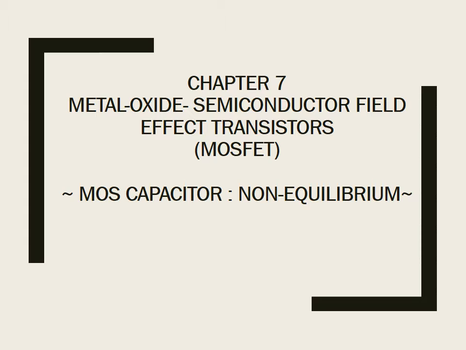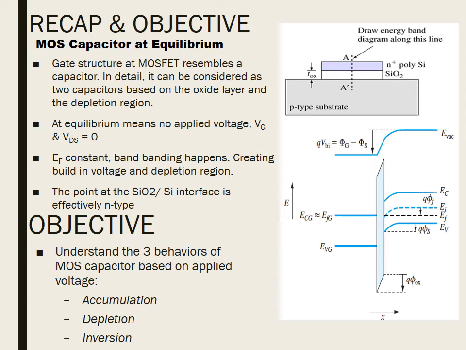Hi and Assalamualaikum everyone. Now we are going to continue to discuss the non-equilibrium part of MOS capacitor. This is under chapter 7, MOSFET. We have discussed that the gate structure of a MOSFET resembles a capacitor. In fact, it can be considered as two capacitors considering the insulative oxide layer and also the depletion region of the substrate. We have also discussed on the MOS capacitor at equilibrium, meaning that under no applied bias.